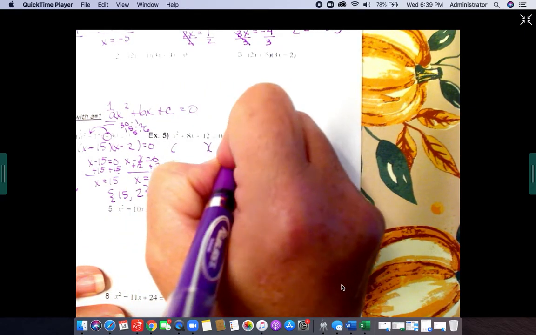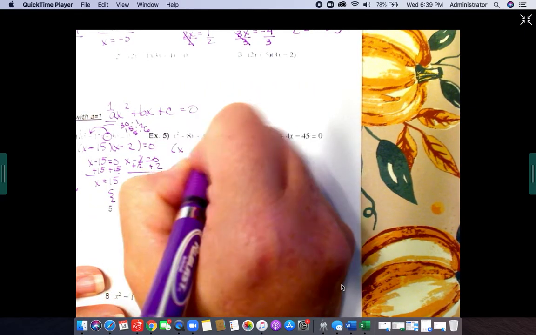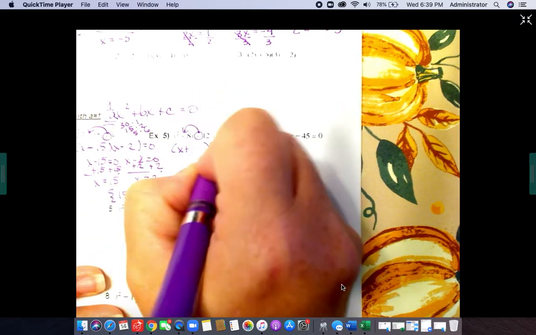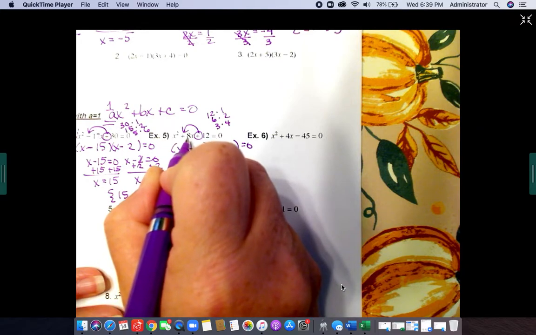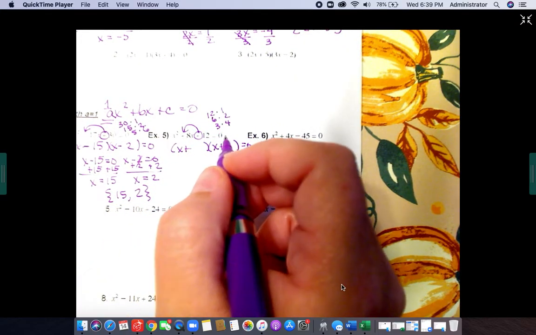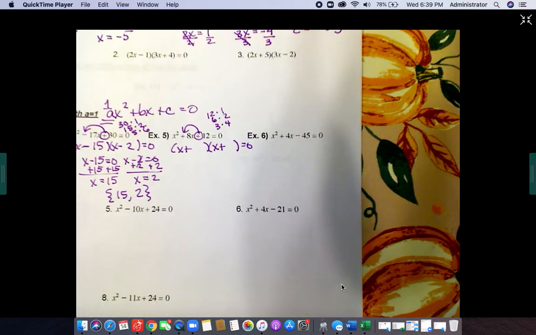So for example 5, again, positive constant, so I'm going to copy plus plus. For 12, I've got 12 and 1, 6 and 2, 3 and 4, and I'm trying to find the combination that will combine to give me 8. And that's actually the same exact problem that I wrote down. Hold on. Is that the one I meant to do?